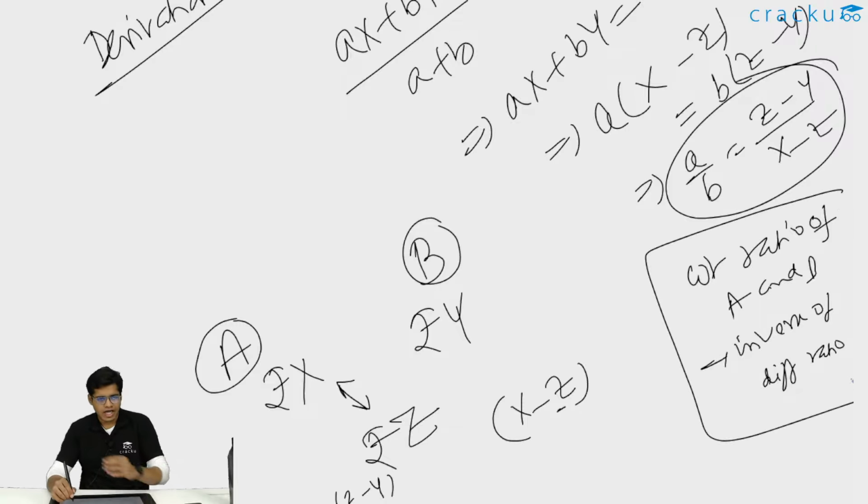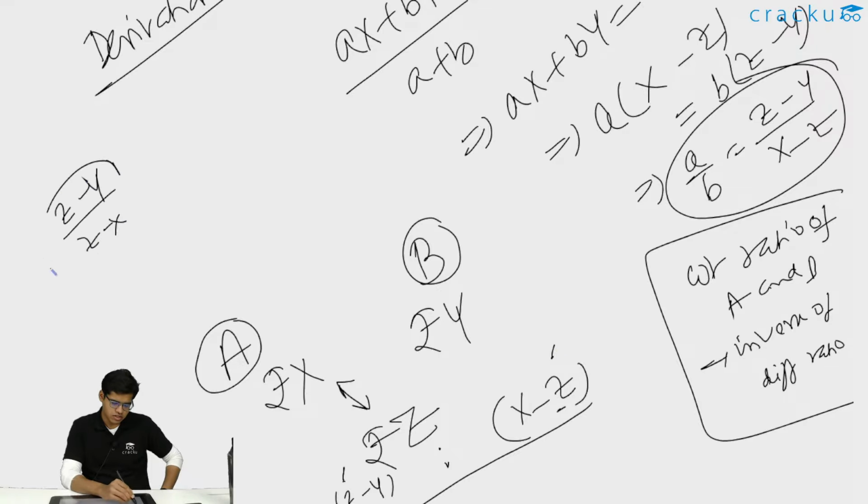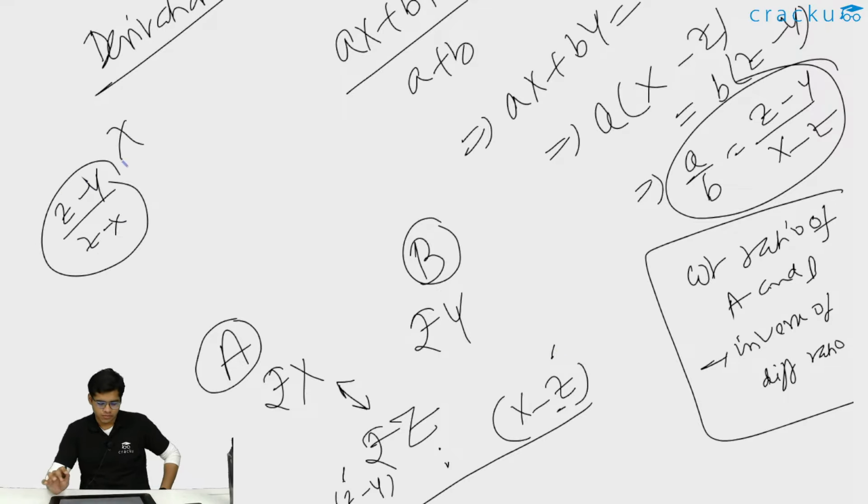That is what we call the allegation rule. Here the difference for A is X minus Z, the difference for B is Z minus Y. So what will be the ratio? The ratio will be (Z minus Y) is to (X minus Z), right? This is the ratio. Okay. And also remember that Z comes first in one and last in the other. It is not like (Z minus Y) by (Z minus X). This is wrong, right? So that you need to keep in mind.